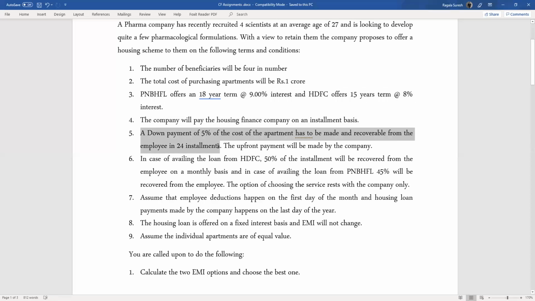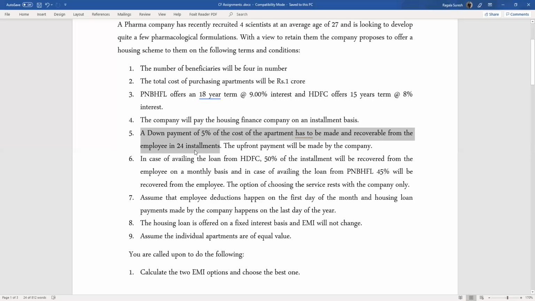This will be recoverable from the employee in 24 installments. It means 24 months we have to decrease for both, like 18 years and 15 years. Correct? 24 installments means 2 years. So 2 years we have to deduct from both sides, from PNB and HDFC. Then we have to compute. Yeah, correct.